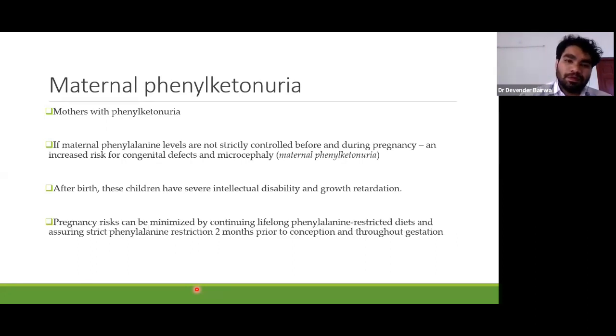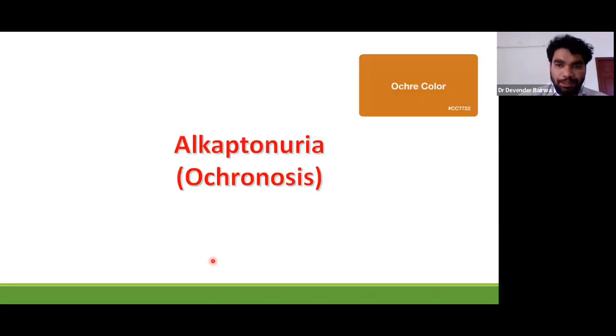So whenever a female patient with phenylketonuria is pregnant, the risk can be minimized by continuing lifelong phenylalanine restricted diets, and strict restriction of phenylalanine has to be started 2 months prior to conception and throughout the gestation period. So coming to alkaptonuria.